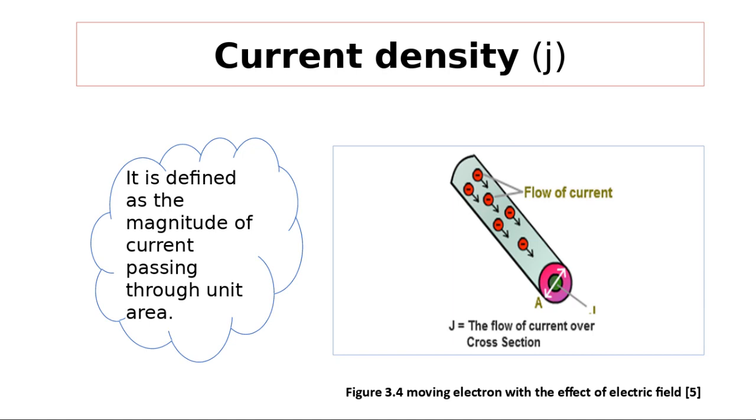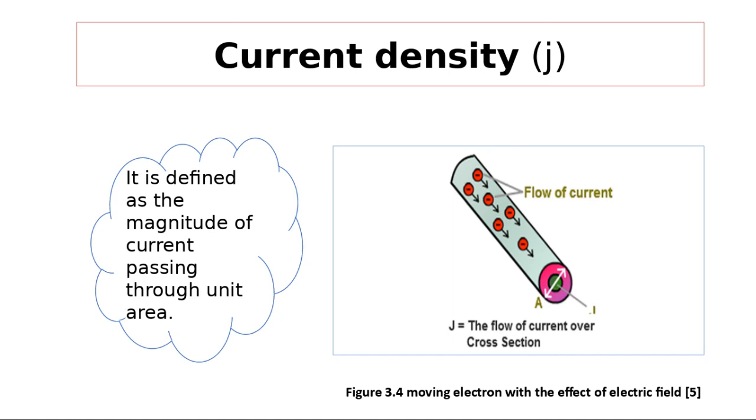And electrons are moving under the effect of an electric field. When we apply an electric field to this conductor, these electrons will move with the drift velocity. When they are moving with the drift velocity, how much current is passing through per unit area gives you the current density. So if you have an area A and current I, the current density is I by A.